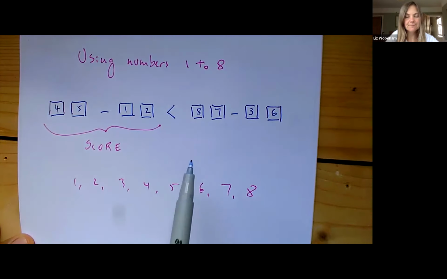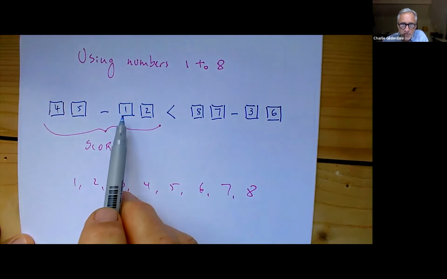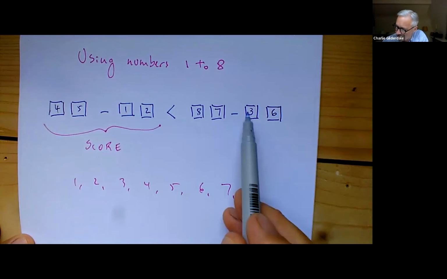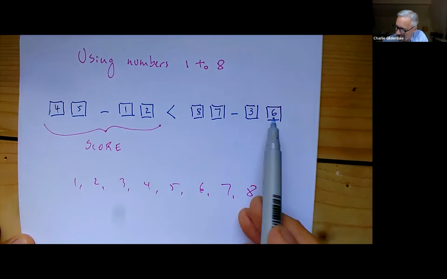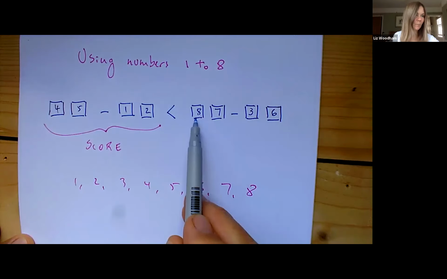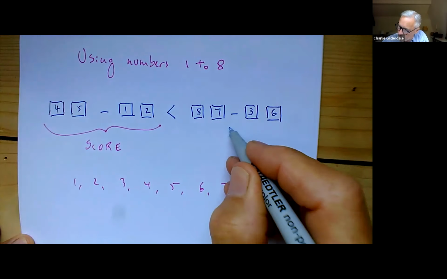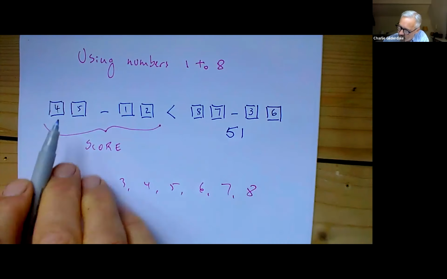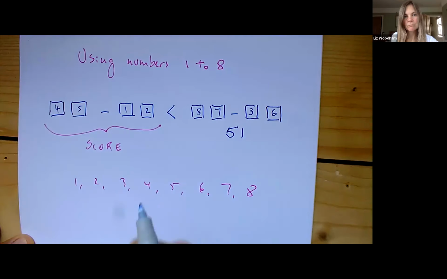Thanks, Charlie, for scribbling. Okay, so I'm just checking, Liz. Here in this example, maybe I've used the 1, the 2, the 3, the 4, the 5, the 6, the 7, and the 8. Yes, you have. 87 minus 36, I think, comes to 51. Yes. And 45 minus 12, I think, comes to 33. Yes.